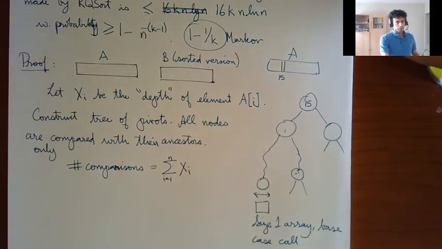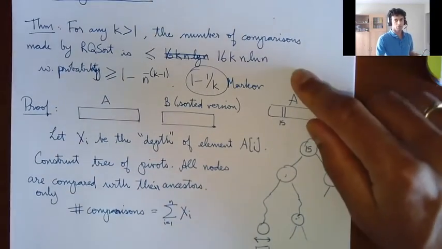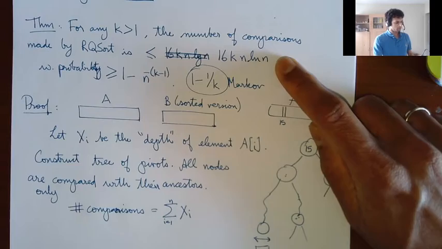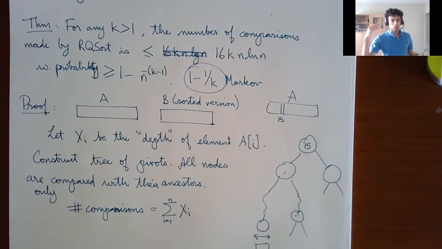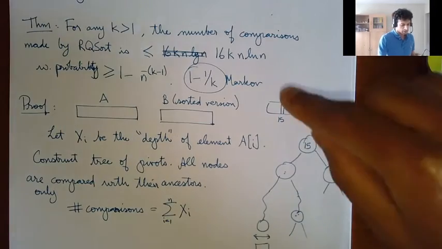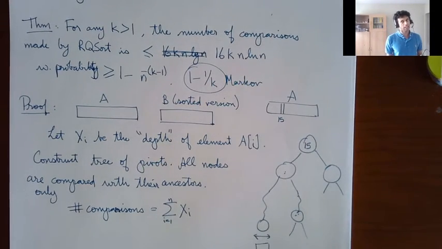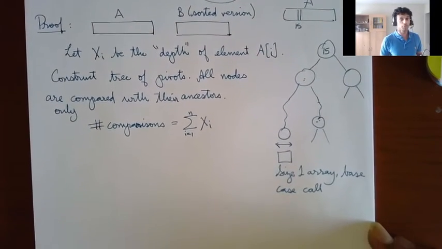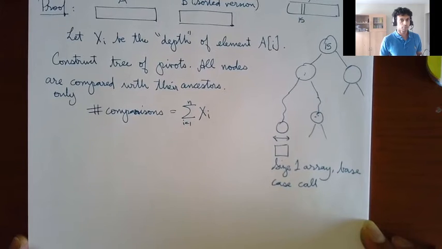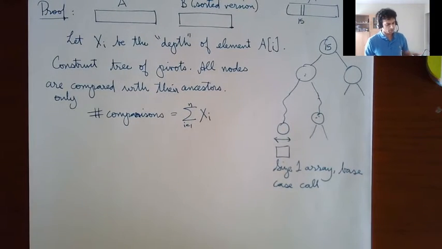What I'm going to prove is actually a much stronger theorem than just this. I'm actually going to prove to you that the recursion depth is at most going to be 16k log n. And you'll see how. I'm actually going to bound the recursion depth. Okay, so does this make sense? The number of comparisons is basically the summation, i going from 1 to n, of xi, of the depths of the trees.